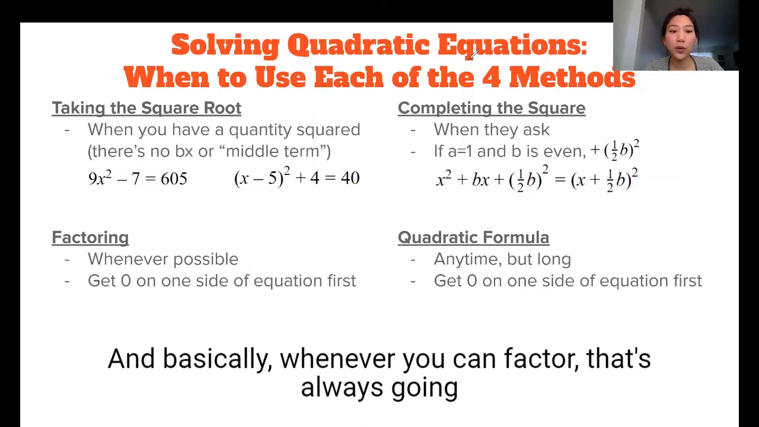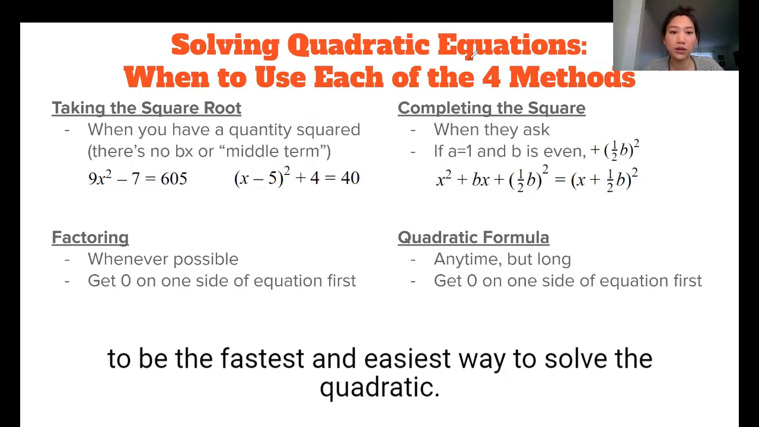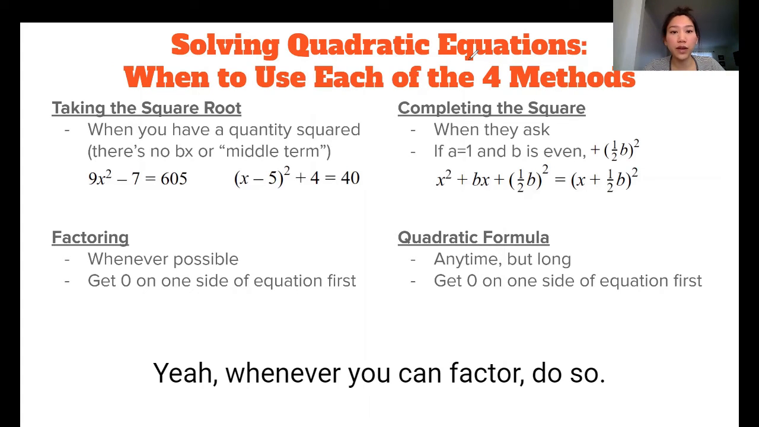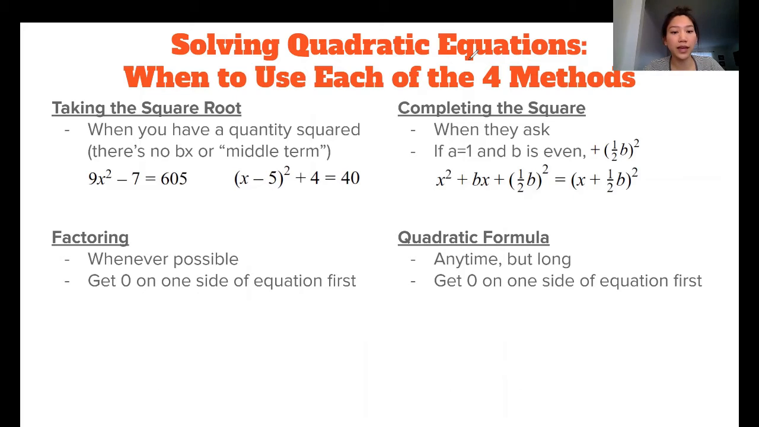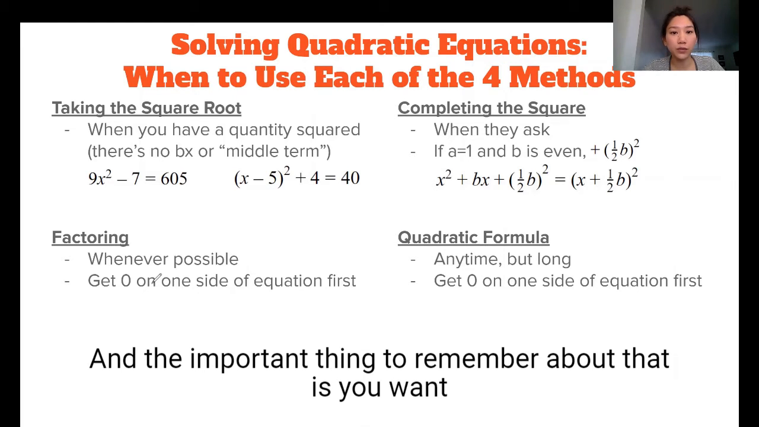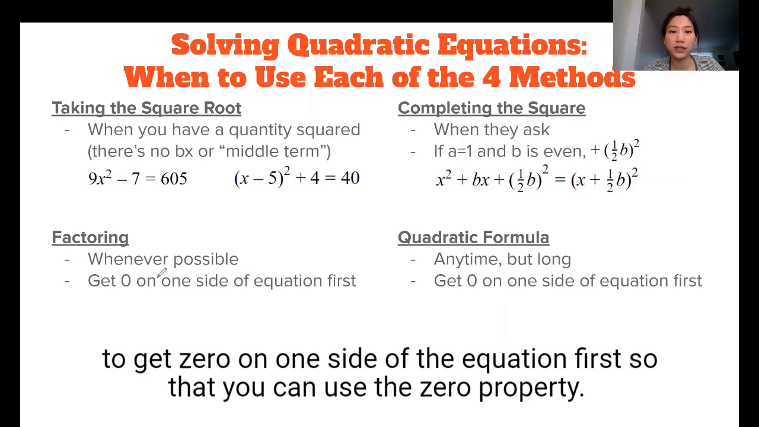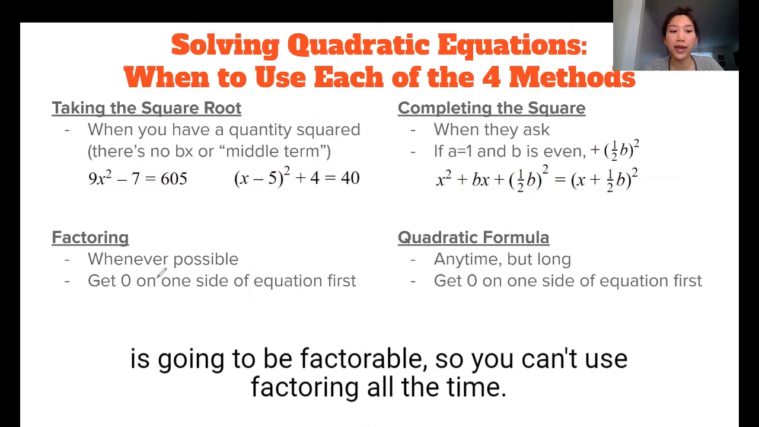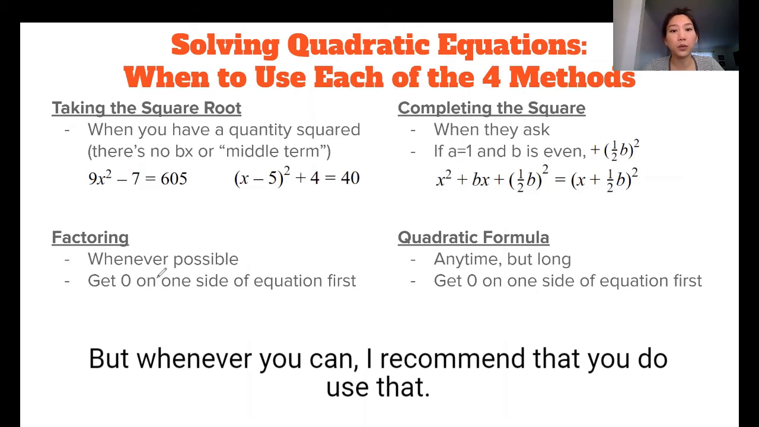And basically, whenever you can factor, that's always going to be the fastest and easiest way to solve the quadratic. So yeah, whenever you can factor, do so. Okay, and the important thing to remember about that is you want to get 0 on one side of the equation first so that you can use the zero product property. But not every single quadratic equation is going to be factorable. So you can't use factoring all the time, but whenever you can, I recommend that you do use that.